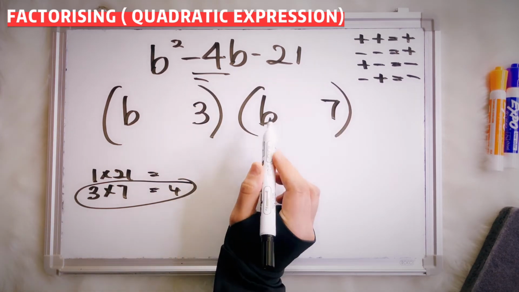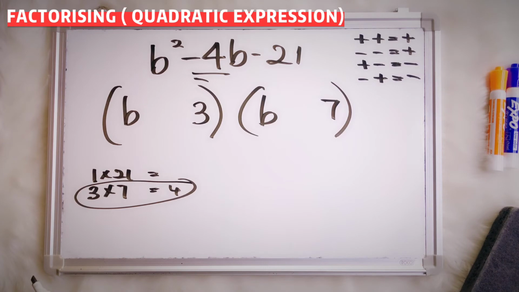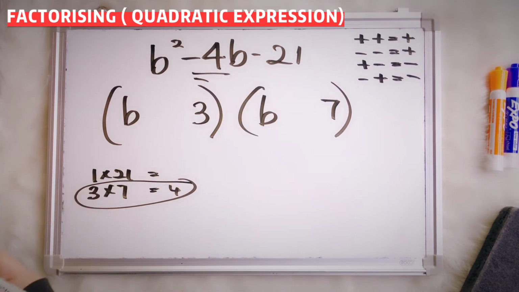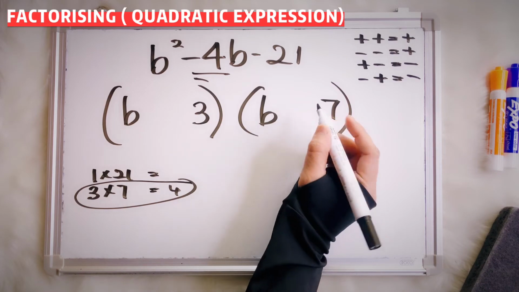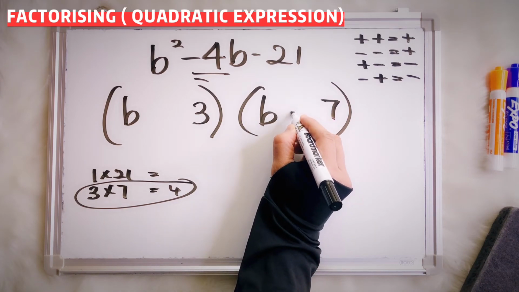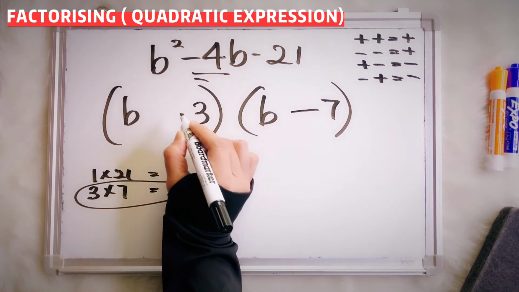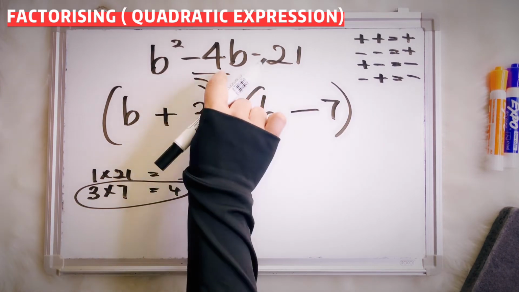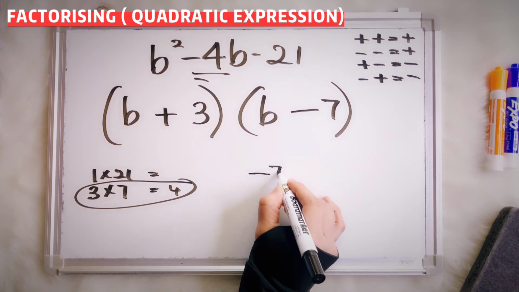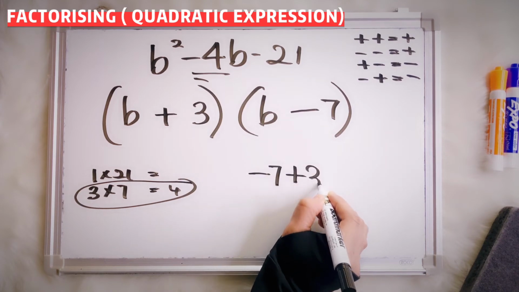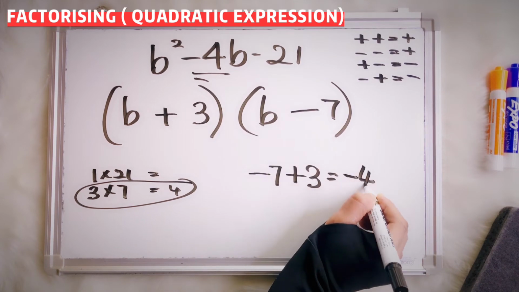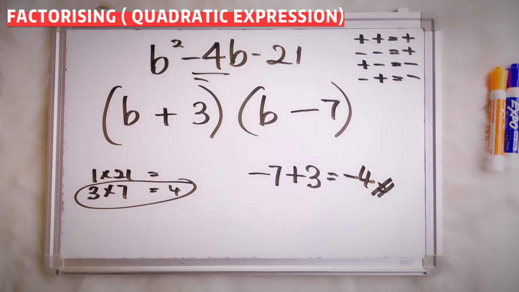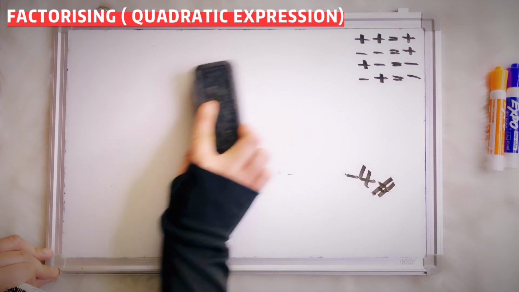So now look at the sign here. Here this is negative. So like I said before, for the big number you have to put the negative sign. For the small number you have to put the positive sign. Then you will have negative 4, because negative 7 you plus with 3, you will have negative 4. So it's correct. Next.